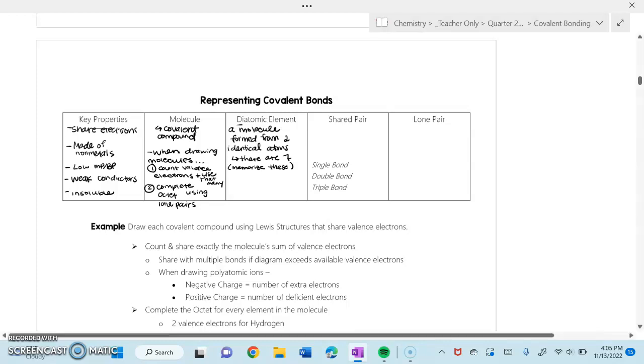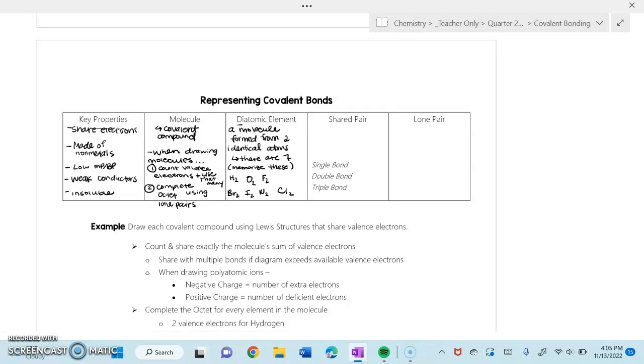So our 7 diatomic elements are hydrogen. I'm just going to write their chemical formulas. Remember, a little 2 is telling us how many, so there's 2 hydrogens bonded together. So that's hydrogen, oxygen, fluorine, bromine, iodine, nitrogen, and chlorine. Those are the 7. Hofbrinkel. That helps you remember. Silly words sometimes make things stick. Hofbrinkel. Those are our 7 diatomic elements.